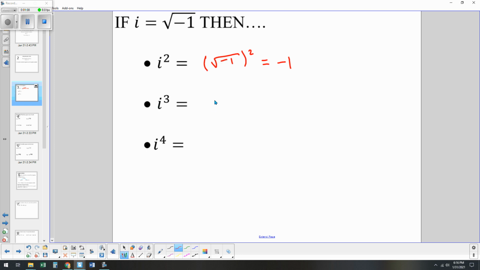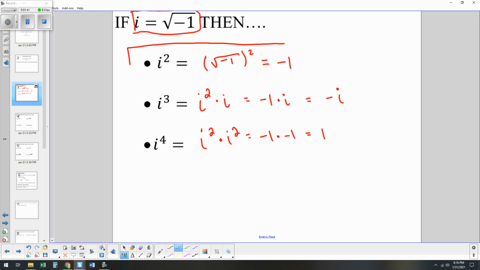If I have i to the third, that's really i squared times i. So if I put -1 in for i squared, now it's -1 times i, or -i. i to the fourth, well, that's like i squared times i squared. So that's -1 times -1, or +1. The ones we're really going to be dealing with the most are the fact that i equals the square root of -1 and that i squared equals -1. All right, those are going to be the two biggies we work with. We don't really care as much about i cubed and i to the fourth.